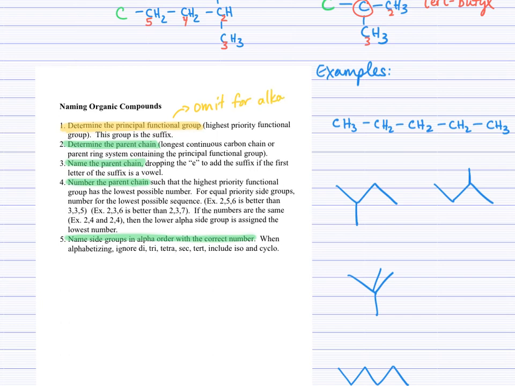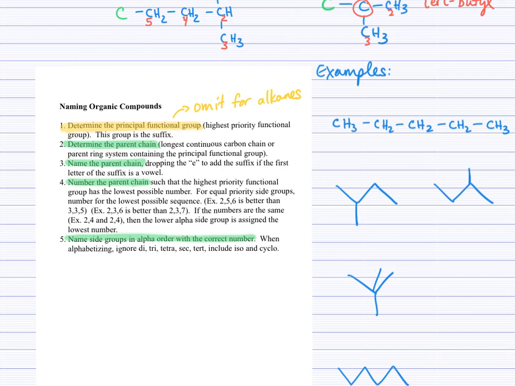Okay, as soon as we put a double bond or oxygen in there or halogen, then a functional group will be present and we'll follow step 1. So really for our purposes now, we're really going to follow steps 2 through 5. So step 2, determine the parent chain. As it says there, that will be the longest continuous carbon chain.